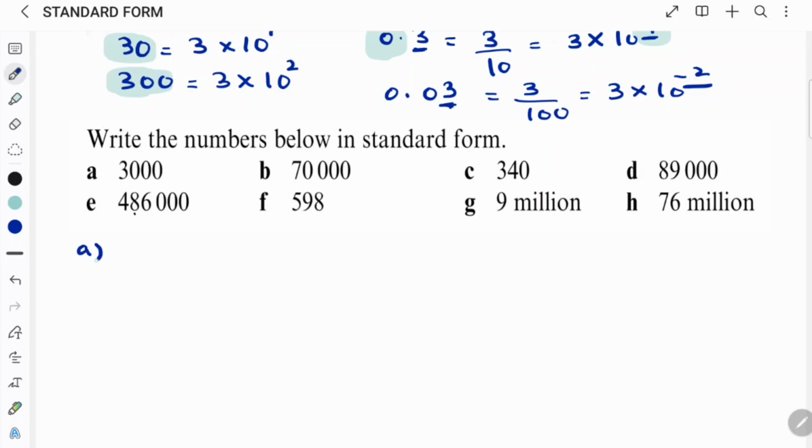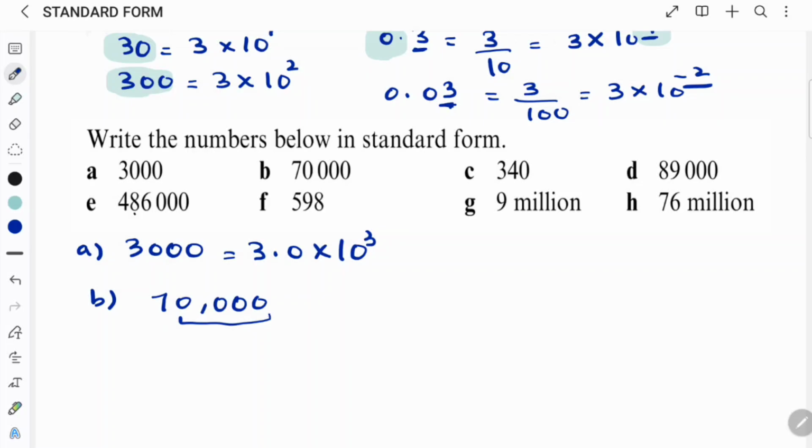Okay, part A. It is 3000. 3000 means 3 times 1000, which is 10 cubed, so you can write 3.0 times 10 cubed. We have 3 digits after the decimal, so I put the decimal after 3. Try to understand. Part B, if it is 70,000, obviously 7 times 10,000, which means 10 to the power 4. Look at how many zeros there are: 4. So that will be 7.0 times 10 to the power 4.